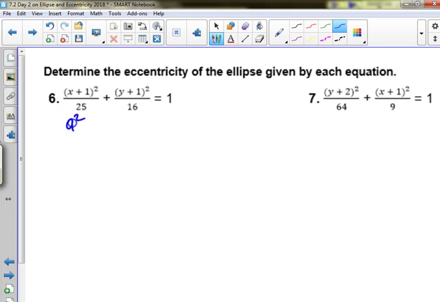A squared, B squared, A squared, B squared. Ooh, what'd they do on 7? They switched the Y and the X, but does it matter for what we're doing? No.